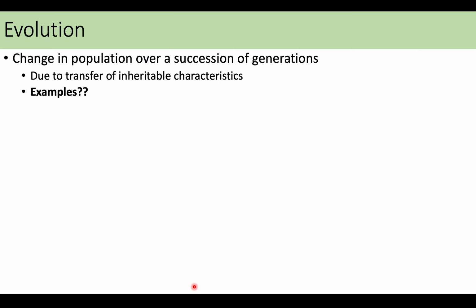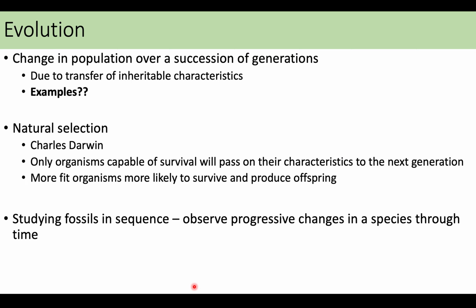So as the species changes over many generations due to what helps the species survive, we call that the species is evolving. Natural selection is something that was named by Charles Darwin, and it states that the only organisms that are capable of survival will survive to pass on the characteristics to the next generation. So the most fit organisms are the ones that are going to survive. So the traits that those most fit organisms had are the ones that are going to continue down the line.